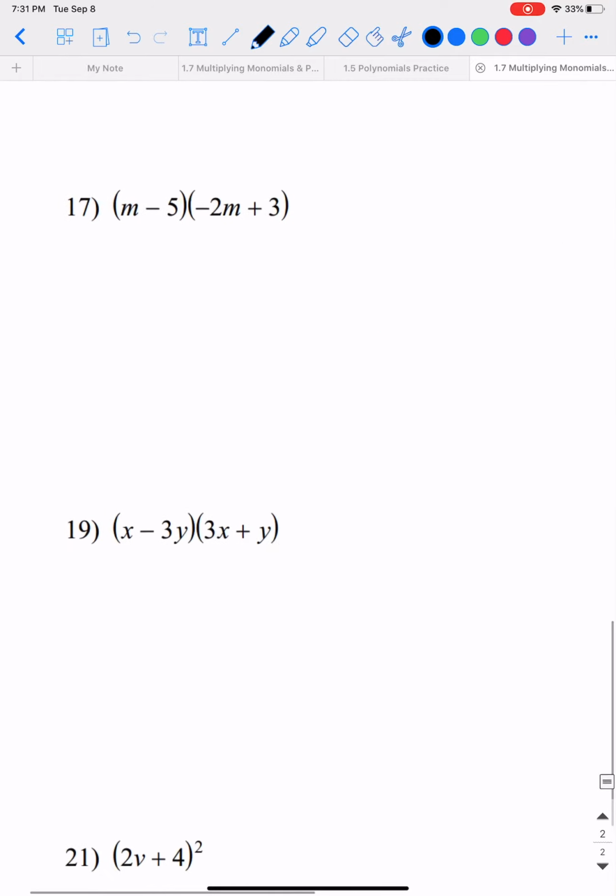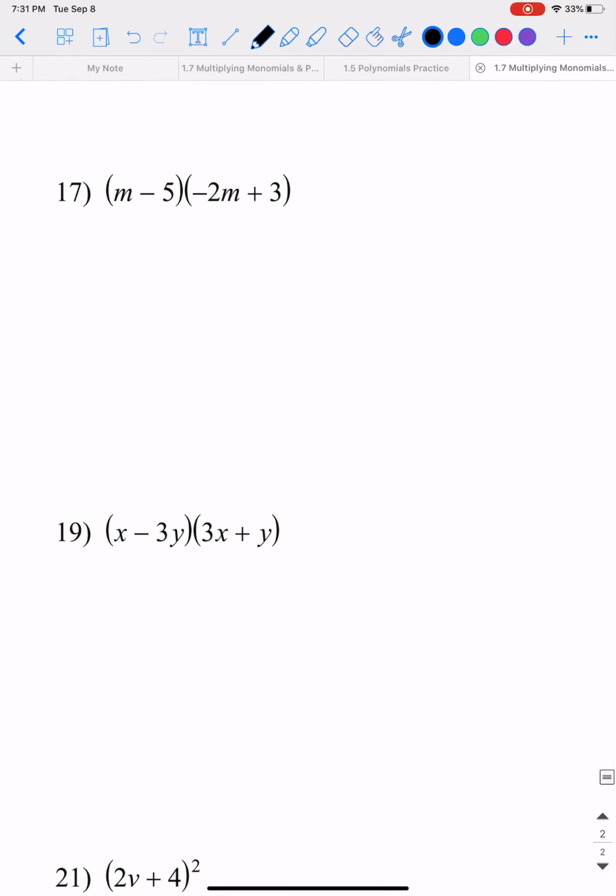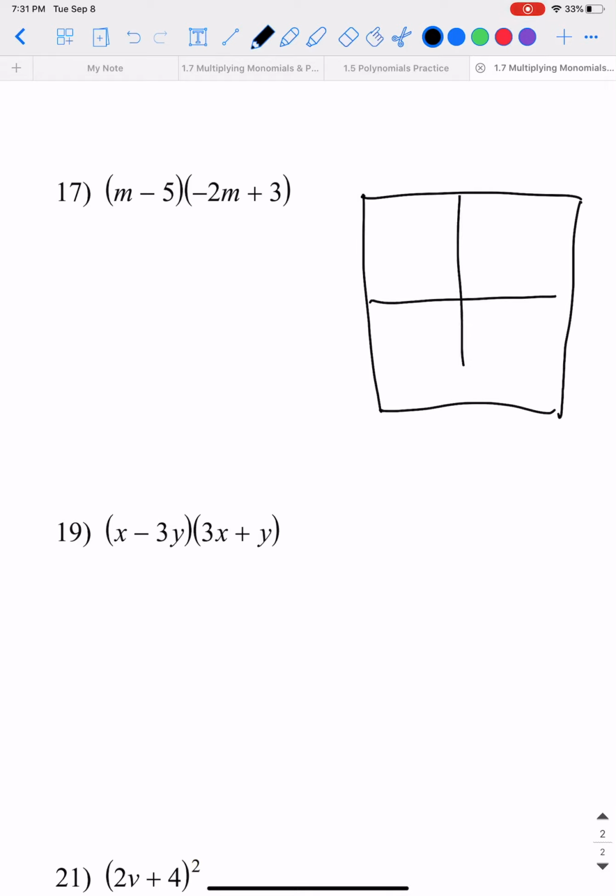Now let's do an example of the box method. So I'll come down to number 17. Because we're multiplying a binomial times a binomial, when we draw our box, we need it to have 2 rows and 2 columns. With the box method, we're just taking each binomial and we write the first one on top, m minus 5, and we would write the second going down the side, so negative 2m plus 3.